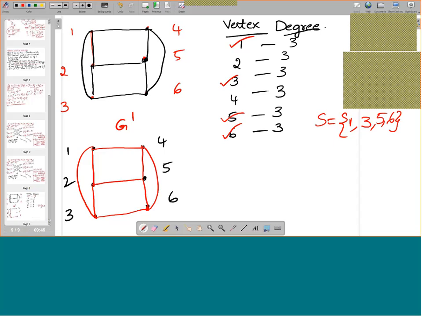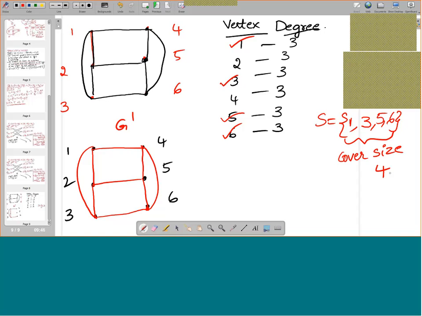So here all the vertices have the same degree. So you can get different combinations, but each set will have a minimum of 4 vertices. That 4 vertices can be any 4. So here cover size is 4.